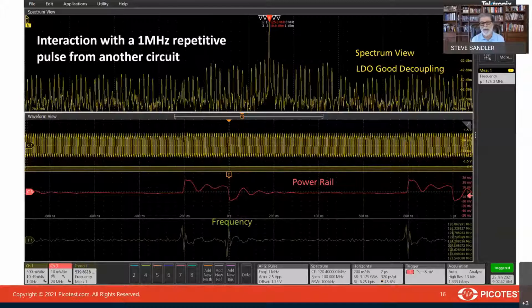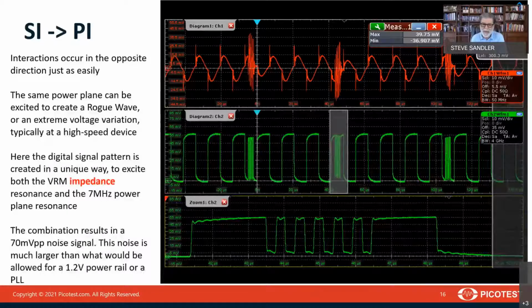And if we were to look at the spectrum of that oscillator, you could see this 1 megahertz from the switching regulator that shows up in the spectrum, and all of its sum and difference mixing frequencies. So there's a lot of spectral content there that occurs because of it. Now, I showed that there were 2 different resonances in that power plane on our VRTS3 board, one at 7 megahertz and one at a lower frequency. And if we could generate an appropriate load step, we could excite both of those simultaneously.